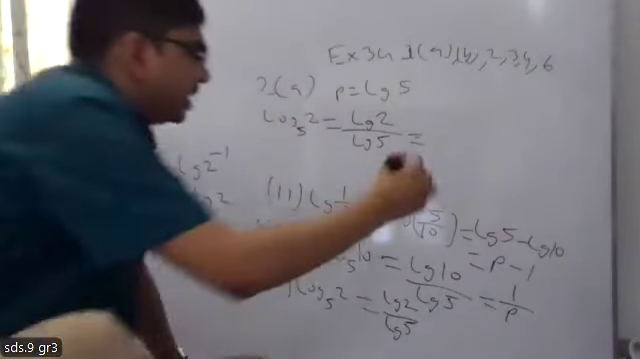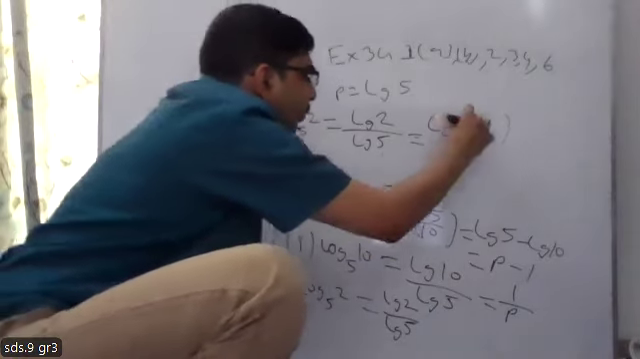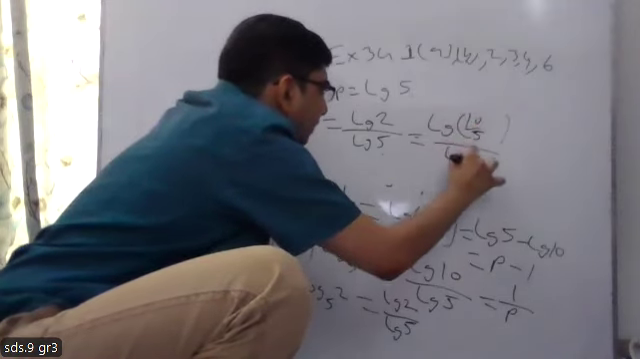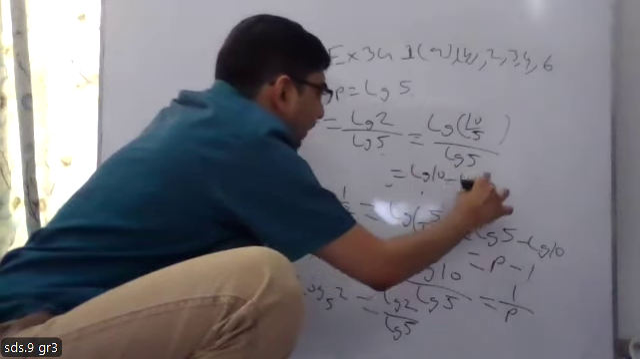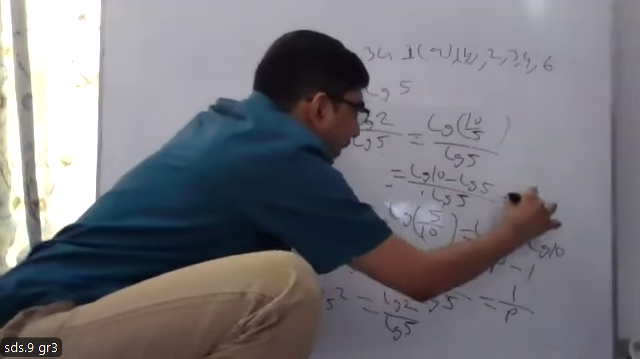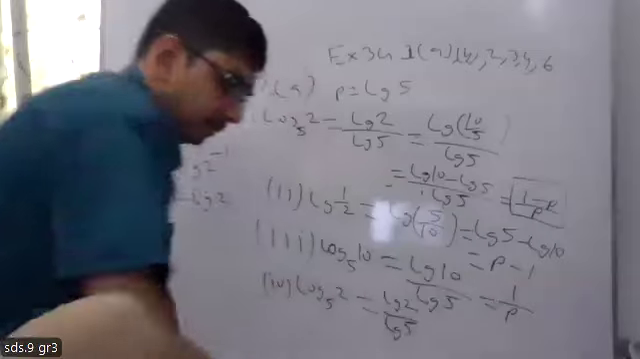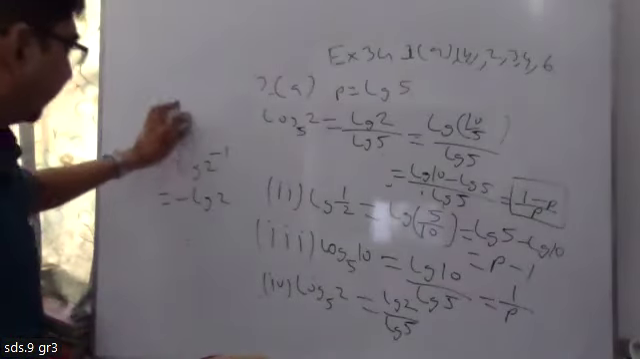Or I can even do it fresh. Log 5 is going to be 10 by 5, divided by log 5, which is log 10 minus log 5, which is 1 minus P divided by P.